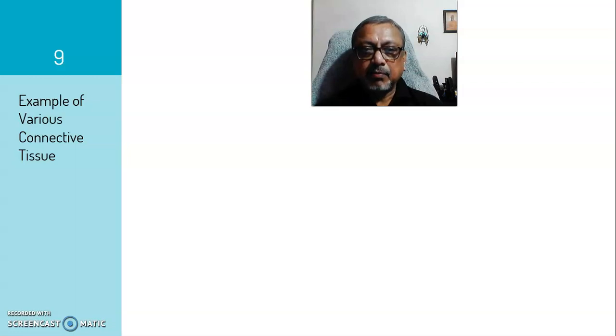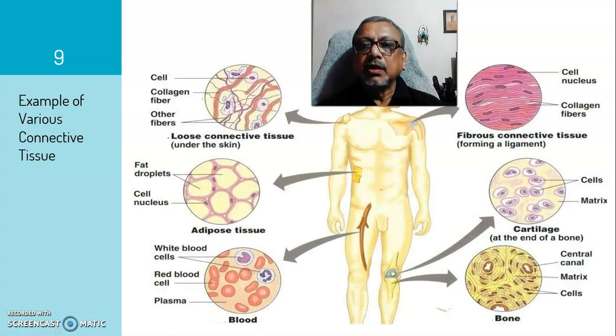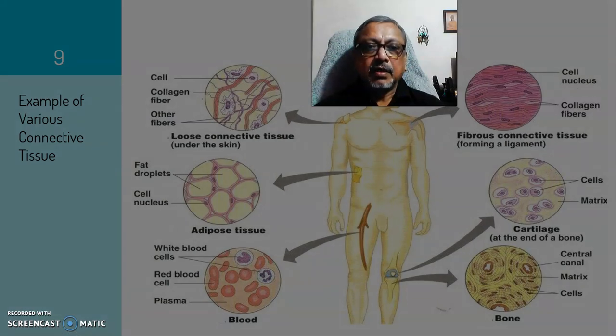Now let us take some more examples of the connective tissue. The ligament, which holds two bones together, is made up of fibrous connective tissue. Cartilage, which is found at the end of the bone, is also made up of connective tissue. Bone itself is a connective tissue. Blood is a connective tissue. Then adipose tissue, which contains a lot of fat, is also connective tissue, and there is loose connective tissue which is found below the skin.